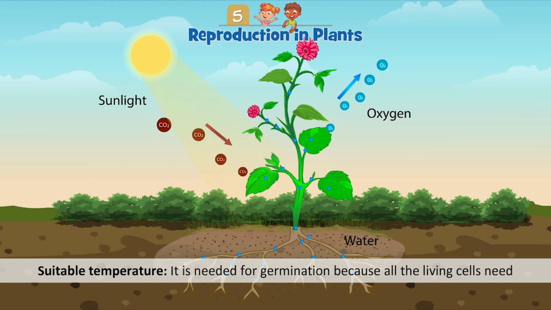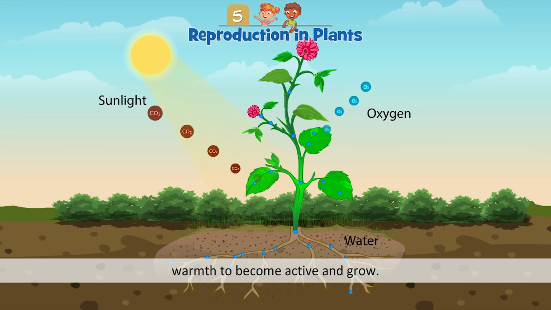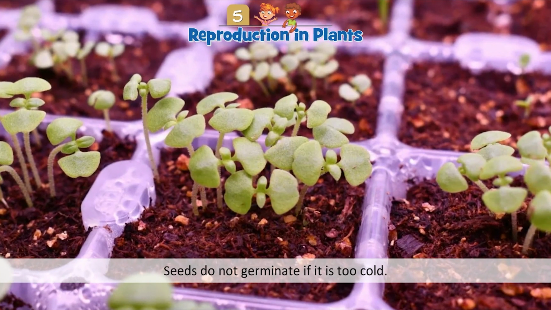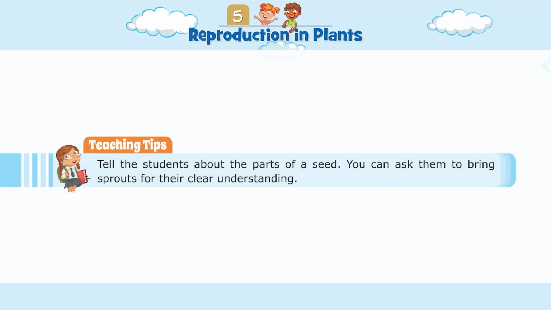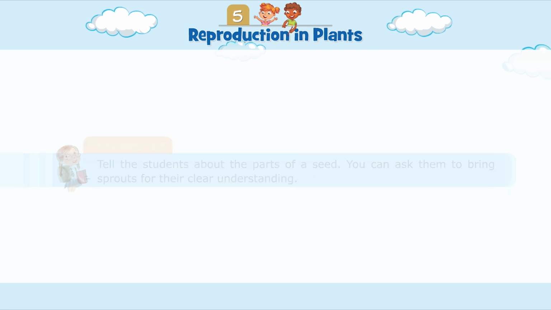Suitable temperature. It is needed for germination because all the living cells need warmth to become active and grow. Seeds do not germinate if it is too cold. Teaching tips. Tell the students about the parts of a seed. You can ask them to bring sprouts for their clear understanding.